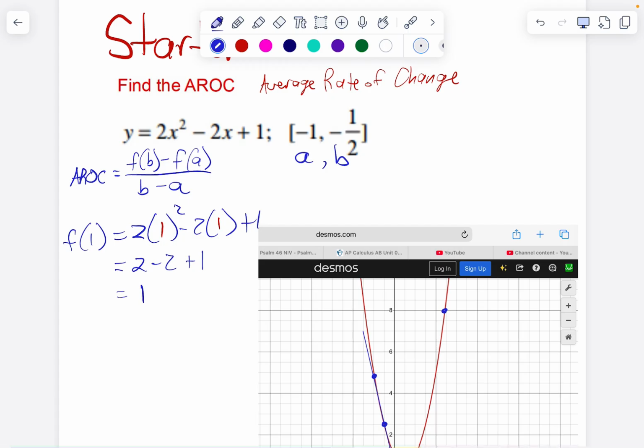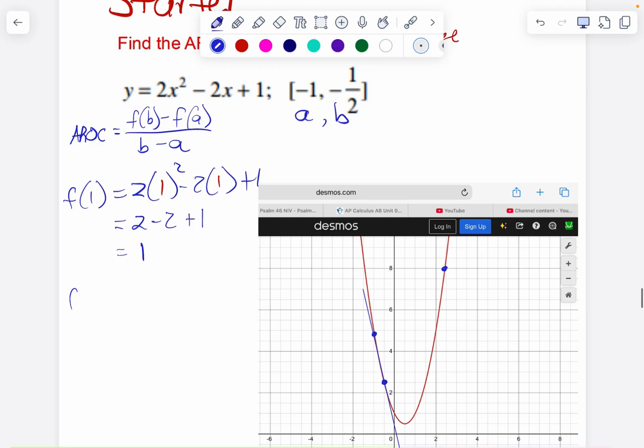Just 1, okay? And then we'll need f of negative, I messed up. This is supposed to be -1. Sorry about that. Let's go fix it. Doesn't change the first term, but it does change the second term. There we go. Okay, so 2, that's still the same, but -2 times -1 is +2, so it should be 5. Okay, and then let's do -1/2. So again, we're just plugging that in the function.